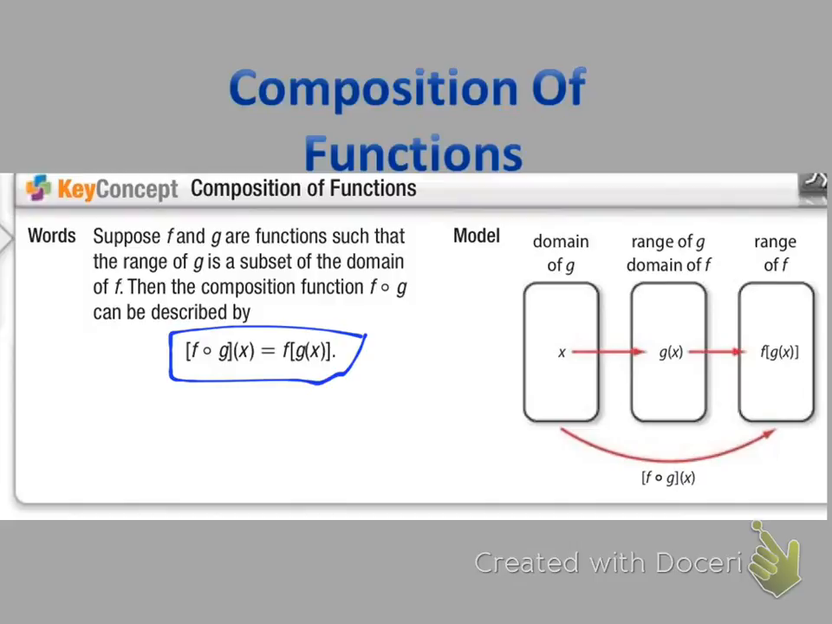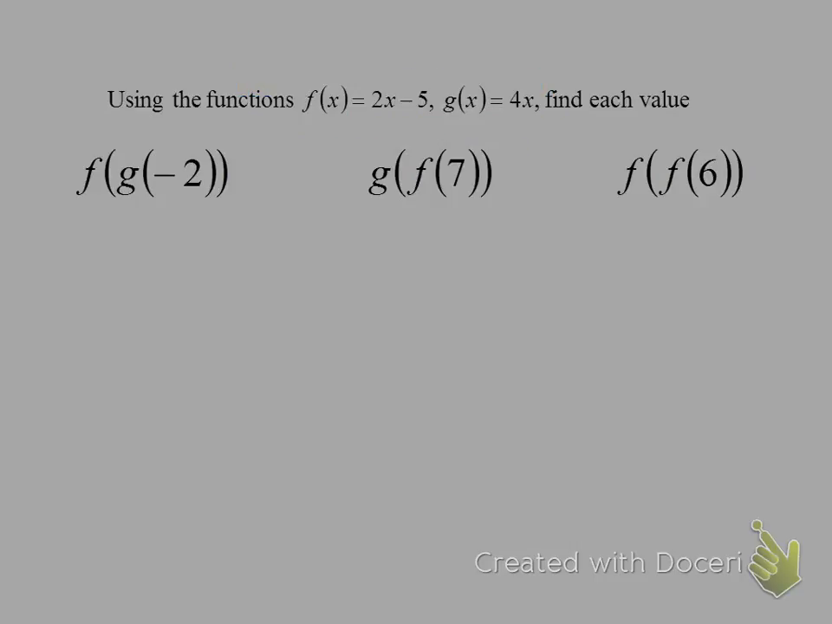Moving on. Using the functions f of x equals 2x minus 5 and g of x equals 4x, find each value. So we got 3 problems up here. We're going to find f of g of negative 2, g of f of 7, and f of 6.